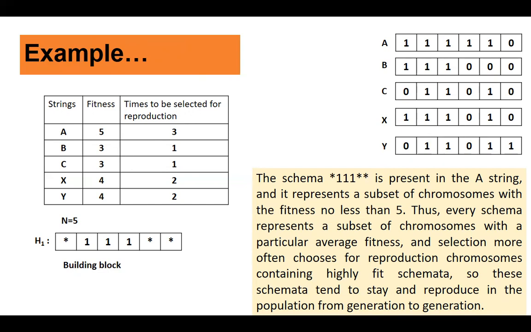Thus, every schema represents a subset of chromosomes with a particular average fitness, and selection more often chooses it for reproduction. So the chances of selection of this are more, right? Because fitness is more, depending on the proportional selection, right? So this schema tends to stay and reproduce in the population from generation to generation.